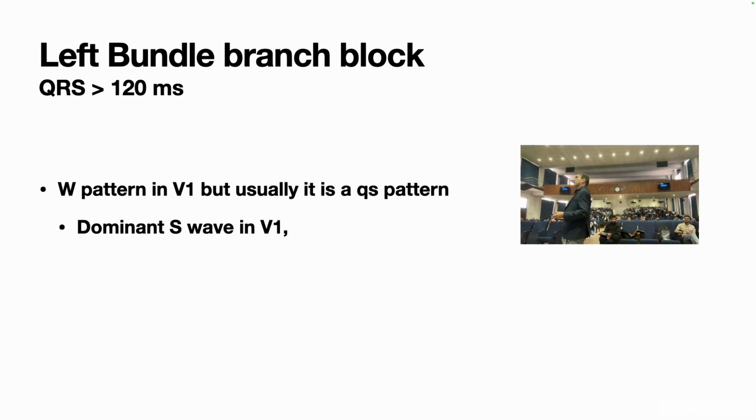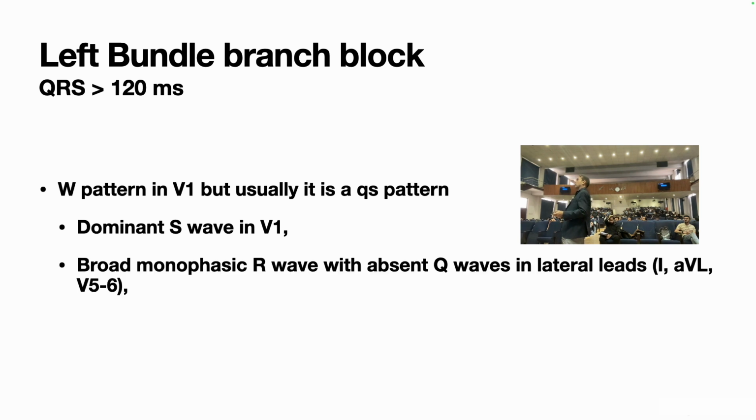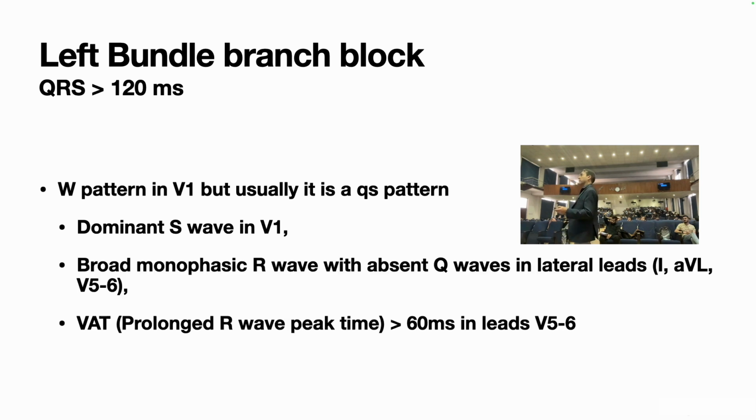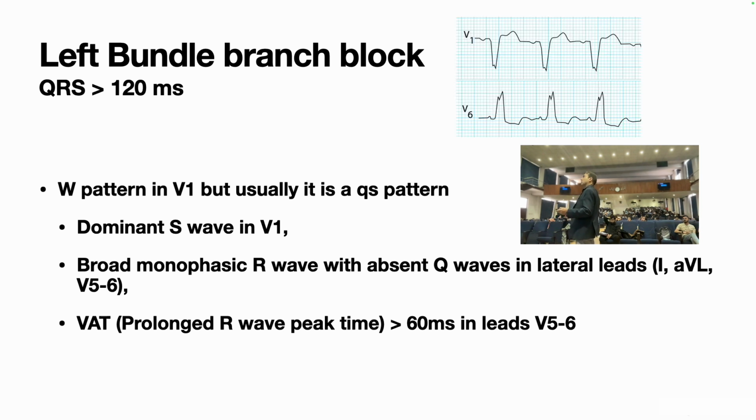And then you come back to what happens to the S wave in V1, the R wave, the Q wave, and the ventricular activation time. Ventricular activation time was more in V1 in right bundle branch block. In left bundle branch block, it is more on the lateral side of the chest, that is V5 and V6. So this is left bundle branch block. You can see the complexes are downward in V1.